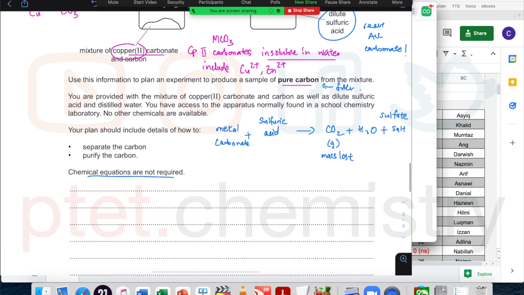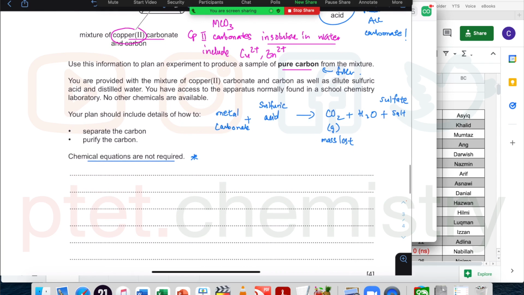So what do we know? We do not need a chemical equation because this is just planning. How do you separate the carbon? How do you purify the carbon? Separating the carbon, react the carbonate fully. Remove all the carbonate. So what do you do? You have to use excess. This term is very important. So you use excess sulfuric acid. Add sulfuric acid in excess to the mixture.